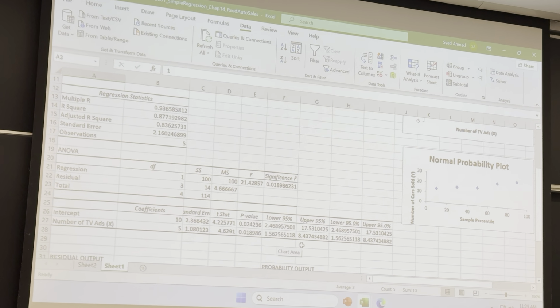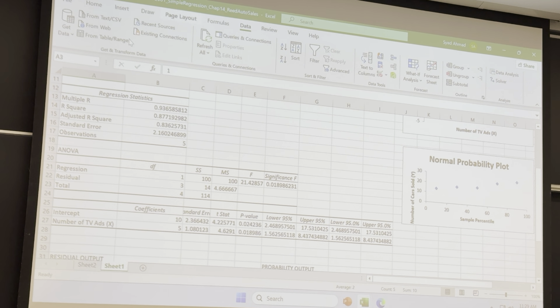Now, do you remember seeing this? 1.562 and 8.437? We made a 95% confidence interval. And this is the answer. You don't see 0 in between. Also, no, this is only 95.